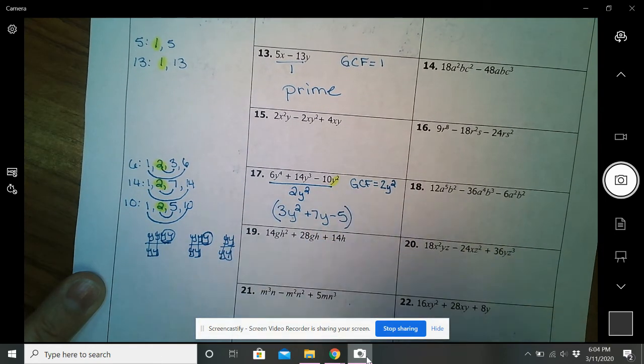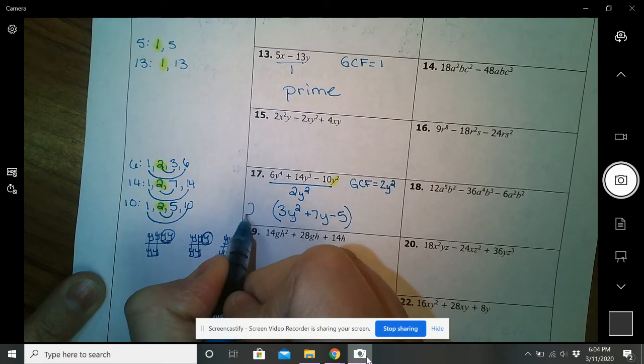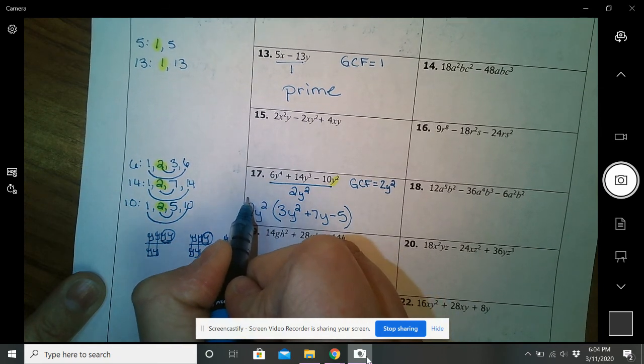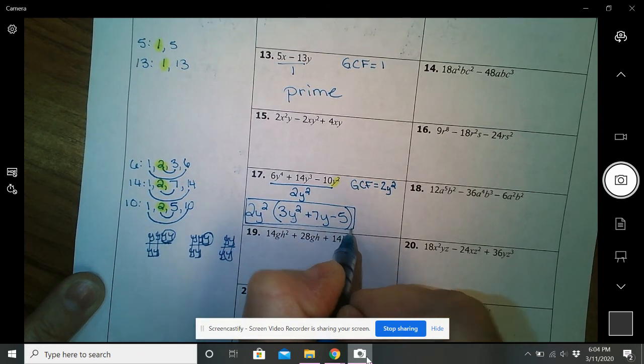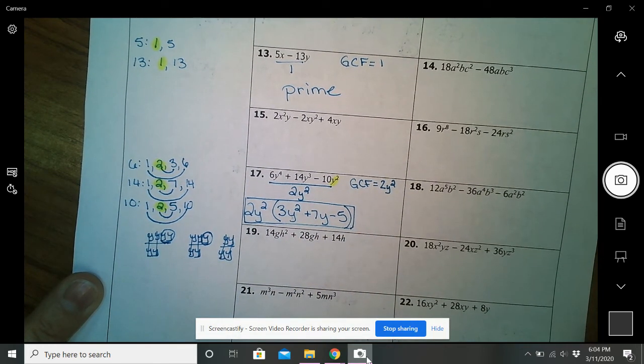So my polynomial division is finished, and my GCF out front is 2y squared. You can check your work by distributing this back together, and you should come up with our original problem.